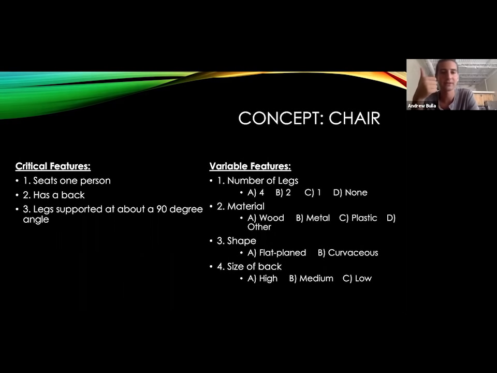Our variable features that don't define what a chair is and can vary amongst instances are the number of legs. So does the chair have 4 legs, 2 legs, 1 leg, no legs? The material, is it wood, metal, plastic, other? The shape of the chair, is it flat planed or curvaceous? What's the size of the back? Is it a high back, medium back, or low back? All those can vary within the chair, but it's not going to determine membership.